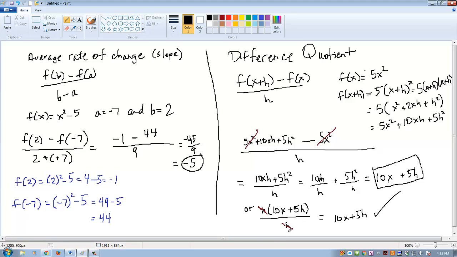I'm going to do another one of the difference quotient. I think it's a bit harder. So I'm going to have its own video for that.